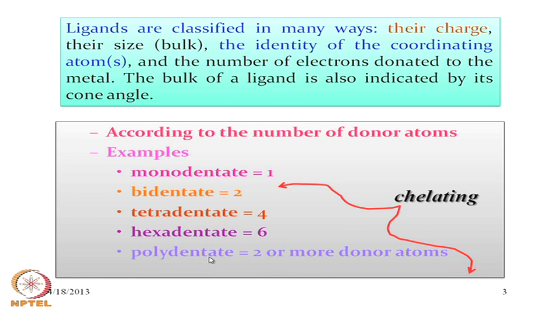These ligands can also be termed polydentate when we have 2 or more donor atoms within one ligand system. They basically coordinate to one particular metal center from 2 different points. If this is one donor atom and this is another donor atom, and in between we have no other donor atom present, then we consider this a bidentate chelating ligand.